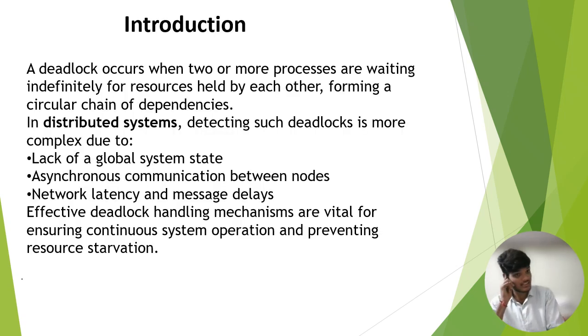First, introduction. A deadlock occurs when two or more processes are waiting indefinitely for resources held by each other, forming a circular chain of dependencies. In distributed systems, detecting such deadlocks is more complex due to lack of a global system state, asynchronous communication between nodes, and network latency and message delays. Effective deadlock handling mechanisms are vital for ensuring continuous system operation and preventing resource starvation.